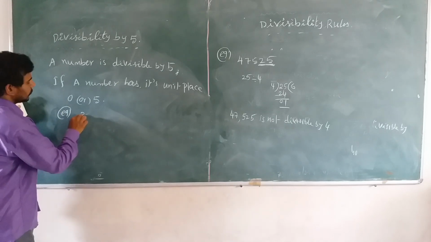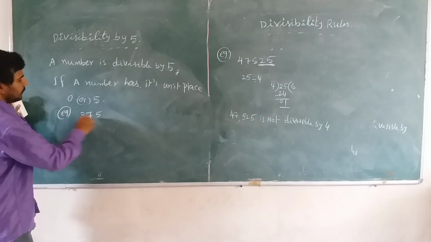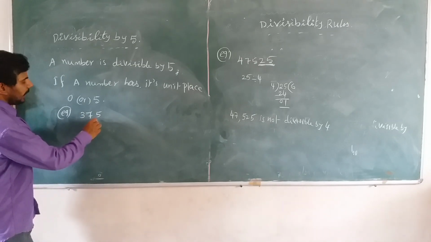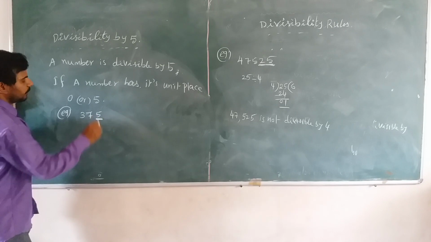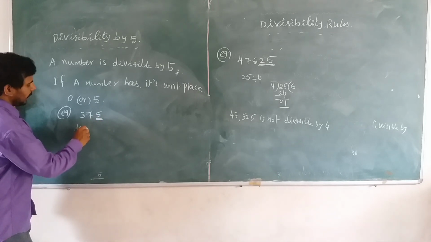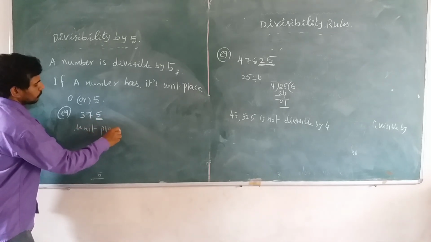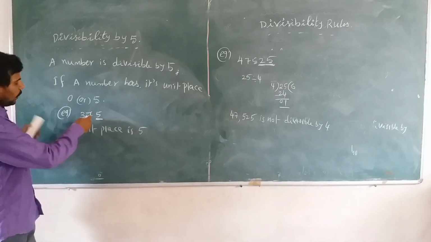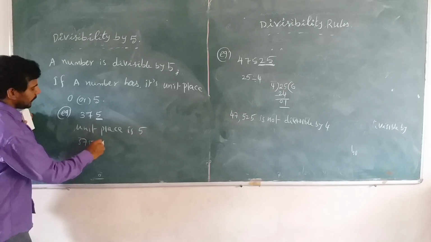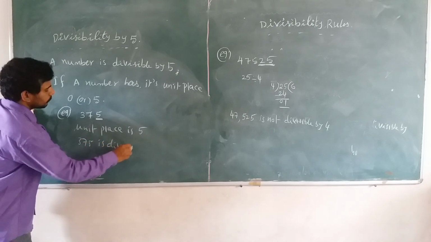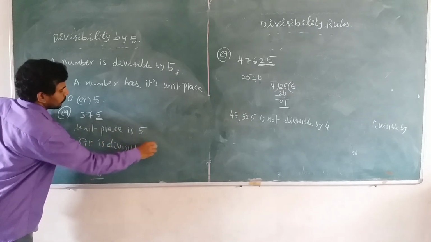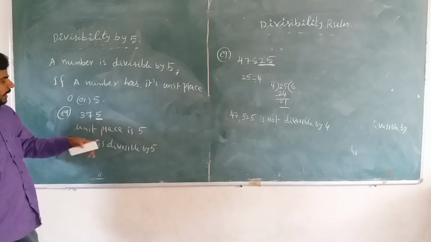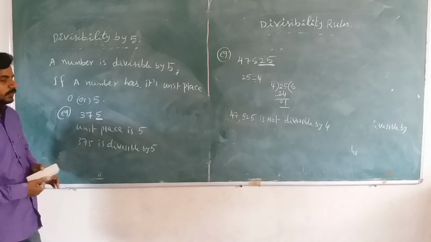Example. 375. What is the example, children? 375. So here, what is the unit place? 5. The unit place is 5. So 375 is divisible by 5. Why is it divisible by 5? Because the unit place is 5. That's why 375 is divisible by 5.